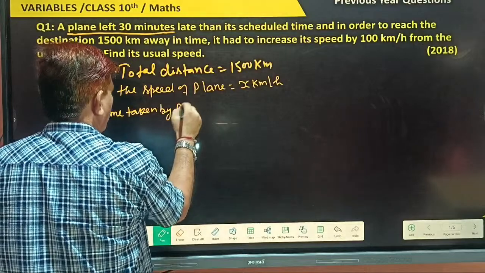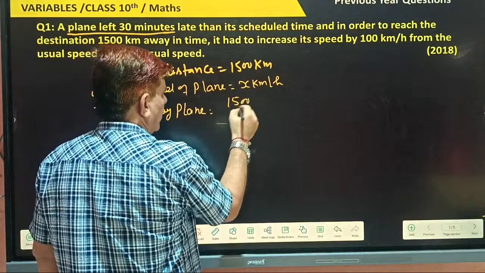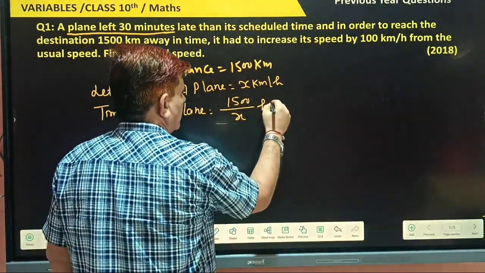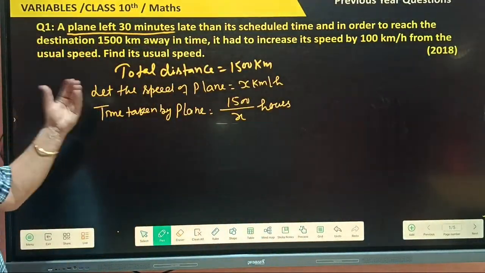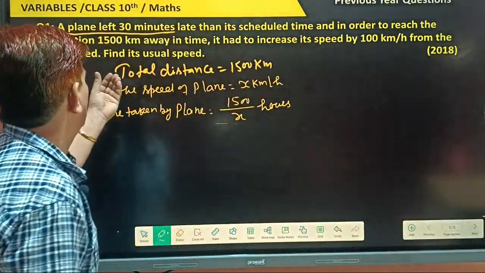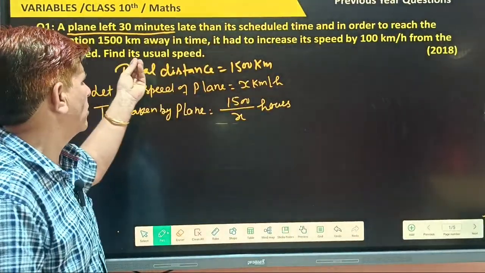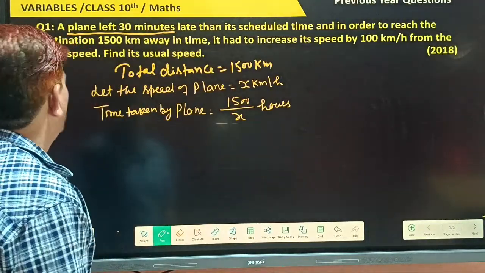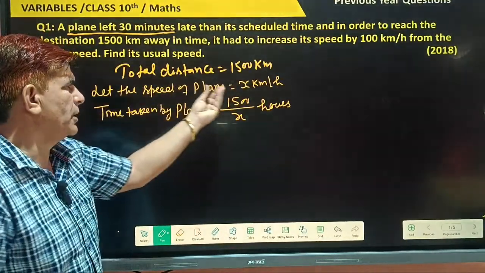by the plane. This you know, is total distance divided by the total time taken. Understood? And after that, what happened? In order to reach the destination, which is 1500 kilometer away, in time it had to increase its speed by 100 kilometer per hour from the usual speed. What's the usual speed? X kilometer.